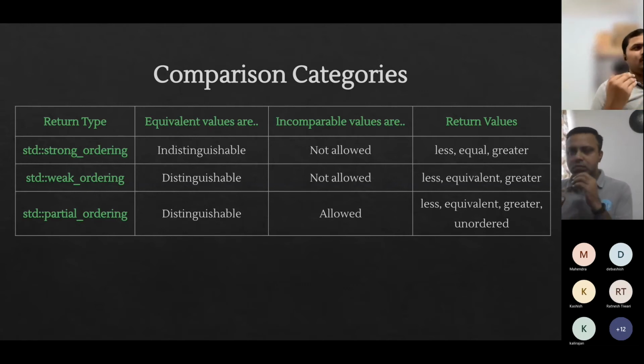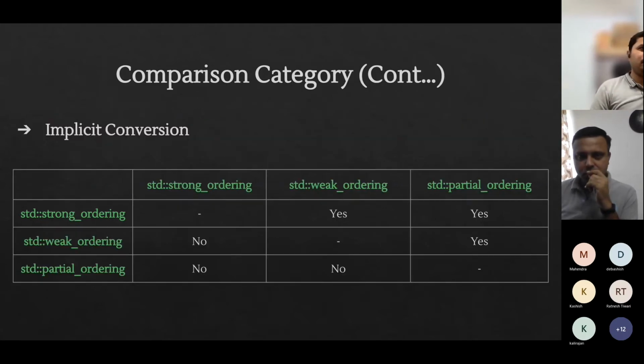Okay, so we need to understand this return type a little bit when we want to write our own custom spaceship operators. Let's understand the implicit conversion between them. The strong ordering is the strongest type. So the strongest type can be implicitly converted to weak ordering or partial ordering, but it can't be implicitly converted from weak ordering or partial ordering.